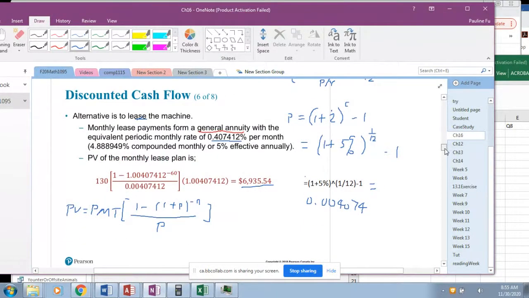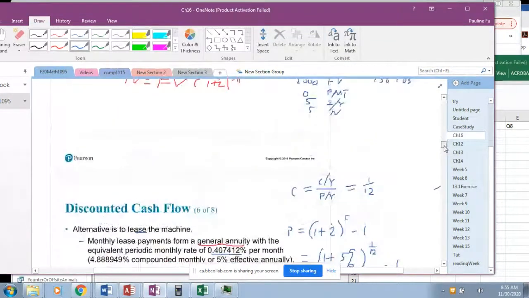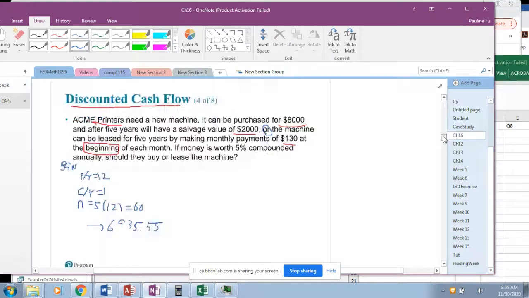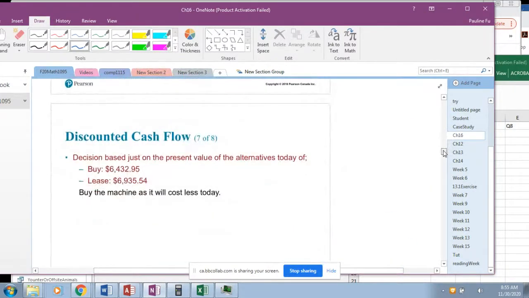Okay. And my lab has similar questions. So that's why I strongly suggest you do the examples presented in the lecture and the textbook very proficiently. You redo this one and make sure you can come up with the present value for buying the machine and the present value for leasing the machine. And so this is the decision. Buying the machine will cost less.